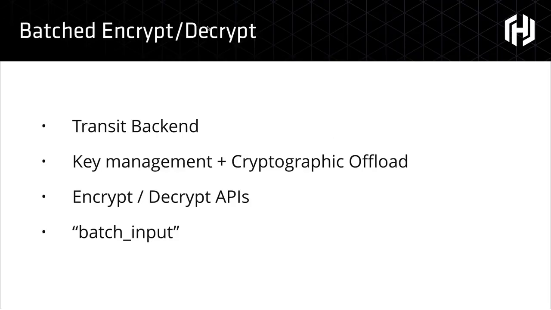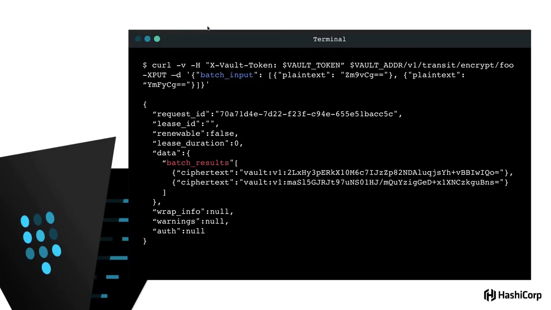Batched encryption and decryption. So if we're making heavy use of the transit backend to do our cryptographic offload, it can often be more efficient to encrypt or decrypt many pieces of data at the same time as opposed to one request per. So this is a relatively new enhancement. We can basically batch many different inputs to be encrypted or decrypted.